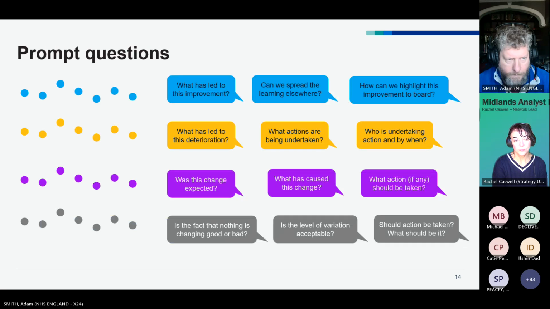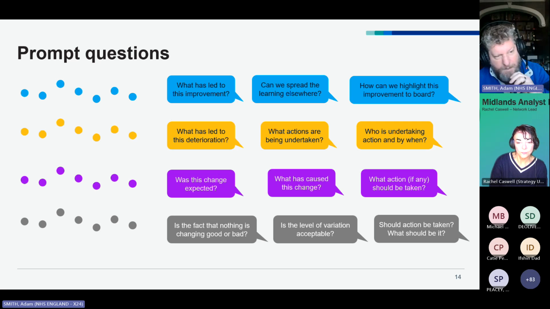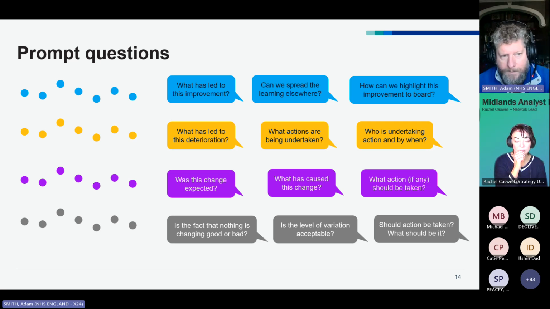And really, what this identification of special causes is doing, it should prompt us to ask questions and it should prompt us to do a bit of investigating. So these are the types of questions that we might get based on the different colours. So if we've got an improving performance, what has led to the improvement? Can we spread the learning elsewhere? How can we highlight improvement to board?